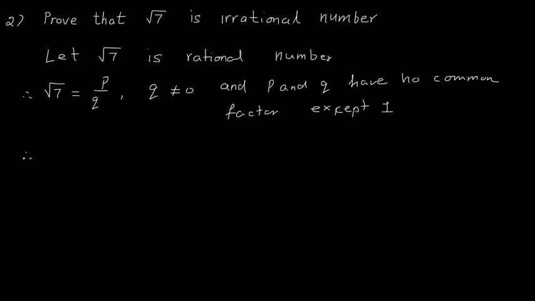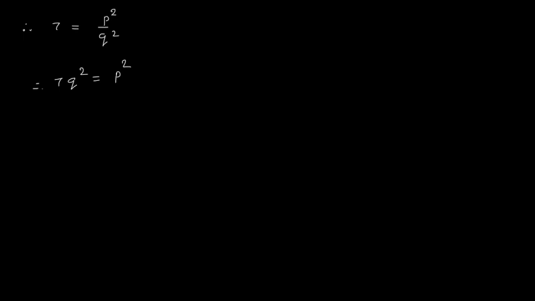Now the third step, what is the third step? You will square both the sides. So you will get 7 equal to p square upon q square. What is the fourth step? You move this q square from right to left. So you will get 7q square is equal to p square. Now 7q square is divisible by 7, so 7 divides 7q square. Therefore, as 7 divides 7q square, 7 will divide p square also. Therefore 7 divides p square.